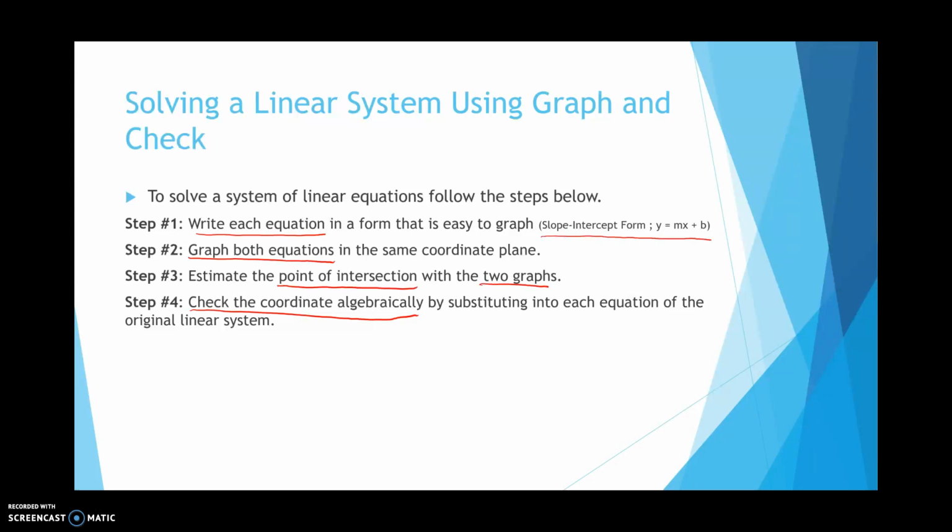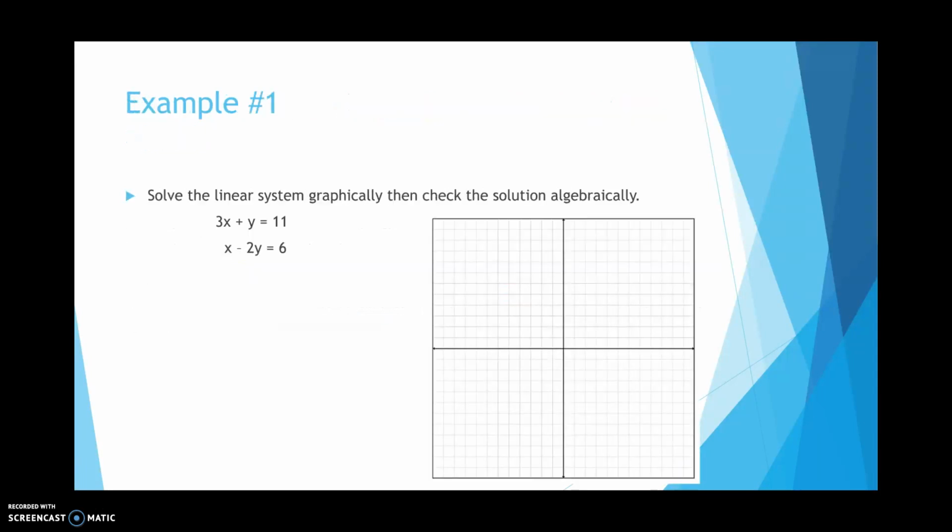So those are the steps. Write the equations in slope-intercept form, graph them, find the point of intersection, and that point of intersection is going to be your answer. And then you have to check it by substituting that into the original equations. So let's get started with some examples.